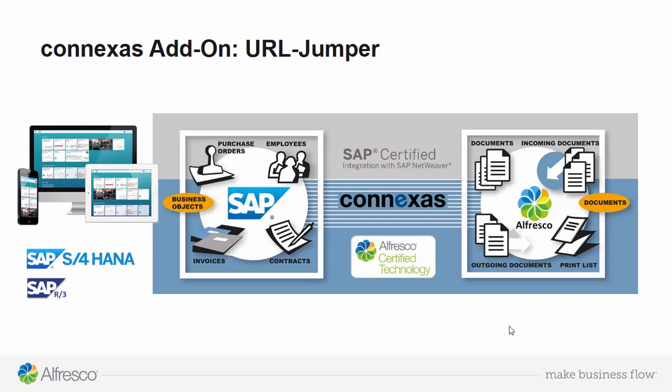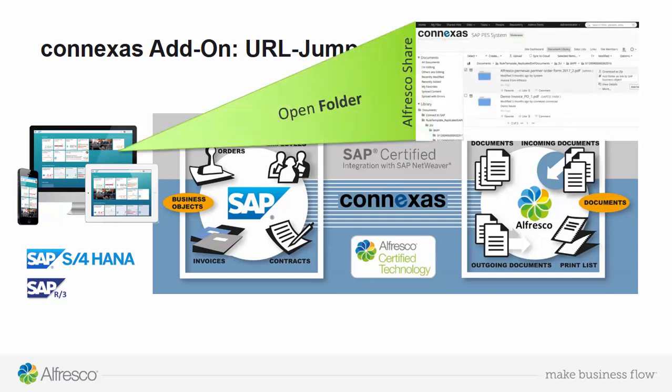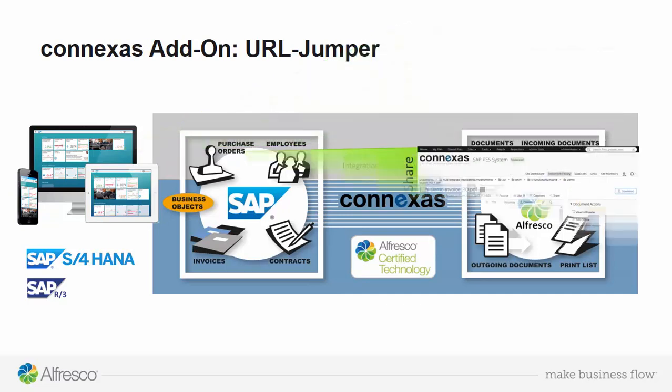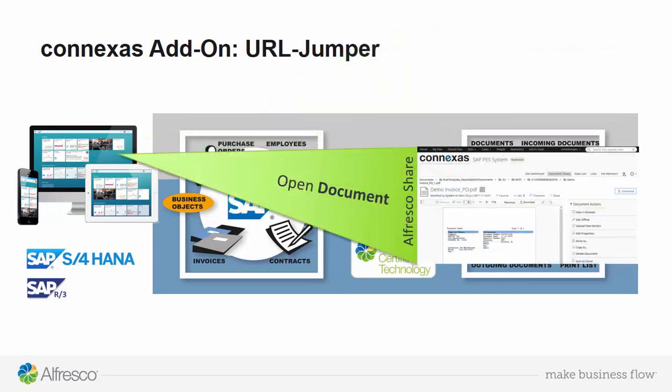the Alfresco Share environment. The first option is that we can open, for example, a folder in Alfresco that we created. For example, it's a folder for an invoice, and you see then all invoice-related documents for this invoice, so the folder that we created there. The second option would be that you open a document directly.